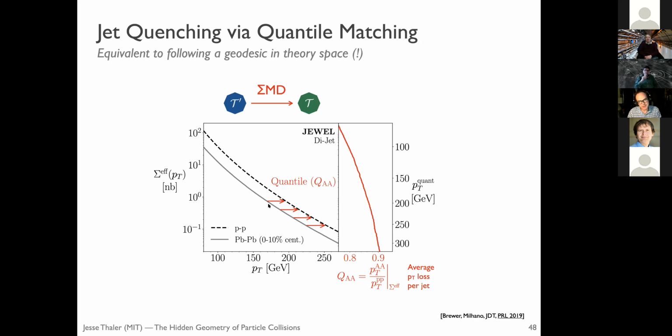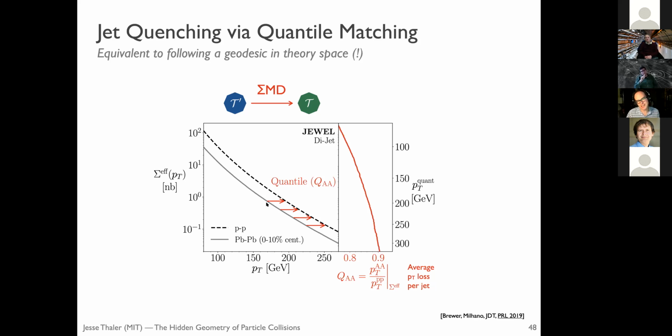And if I do this transportation plan of moving this gray curve over to the black curve, that's equivalent to following a geodesic in theory space. And what this gives you is a much more intuitive way of thinking about jet modification. So this is saying, if I do this mapping, when I go through the medium and I have a jet at a given PT, how much PT is lost by its interaction with the medium? And that's what this quantile QAA measures.